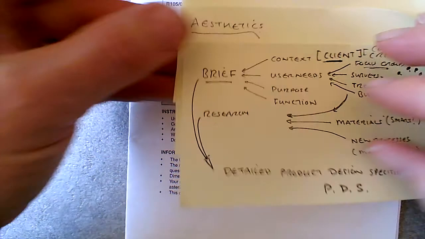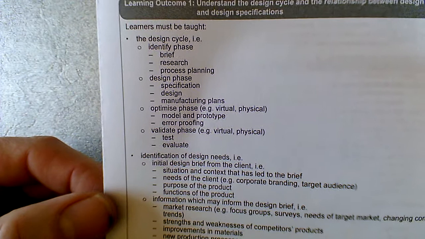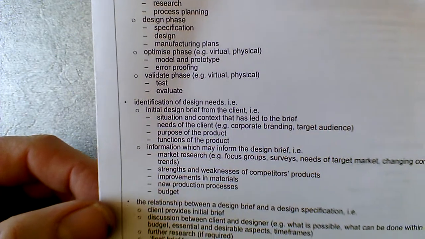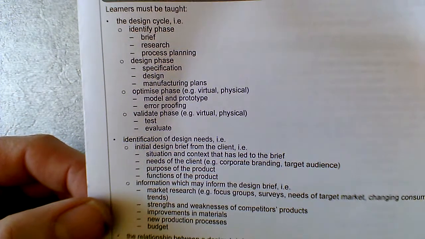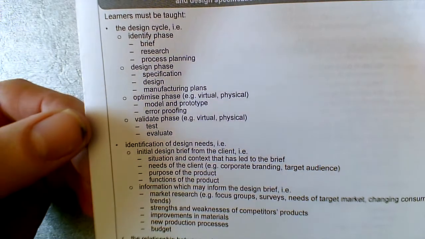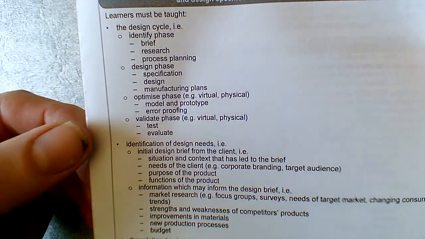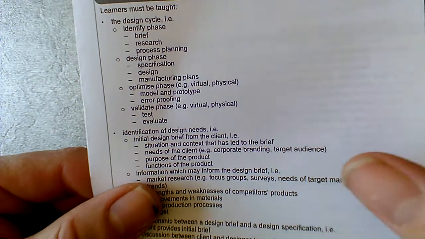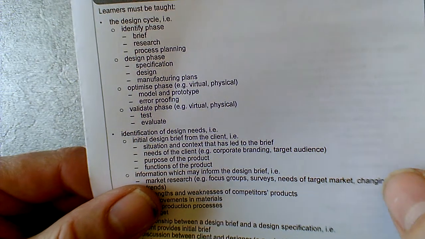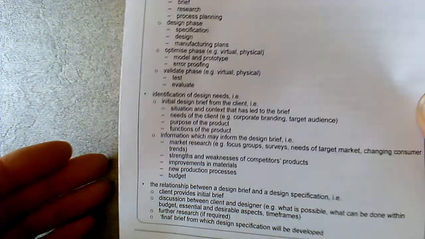So I'll also look at the learning outcomes. So these are the learning outcomes that describe the vocabulary that you're likely to need to use in the exam. The language that we talk about when designing. So we talk about identify phase, design phase, optimize and validate. We use language like market research, focus groups, target market. So we're looking to encourage you to use that language in the examination.